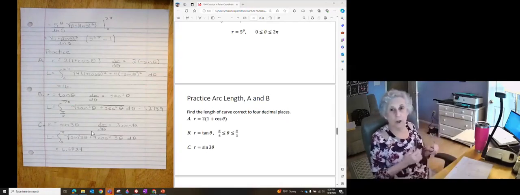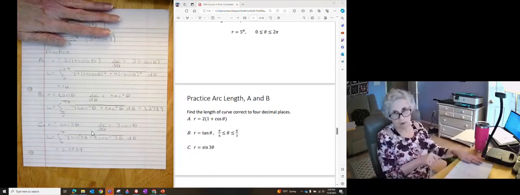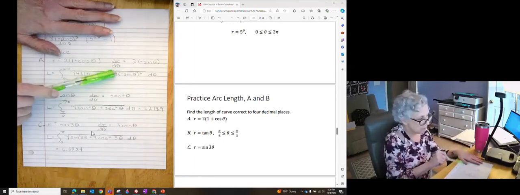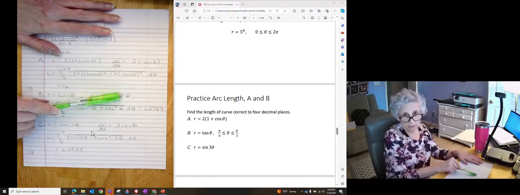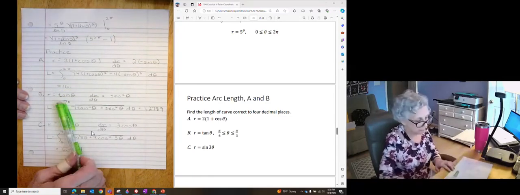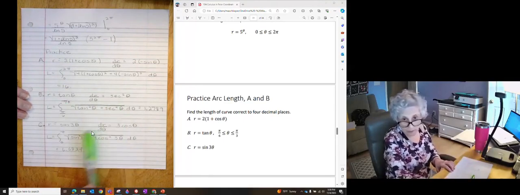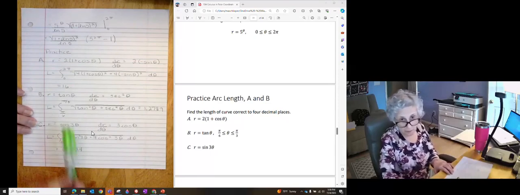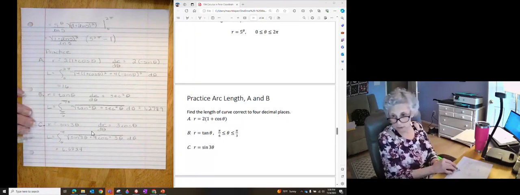Okay, so for part A, it was easy. I got 16. Just memorize these formulas: r, dr d theta, square root, sum squared. r was tangent, dr d theta was secant squared. That one, your limits of integration were given to you for B.